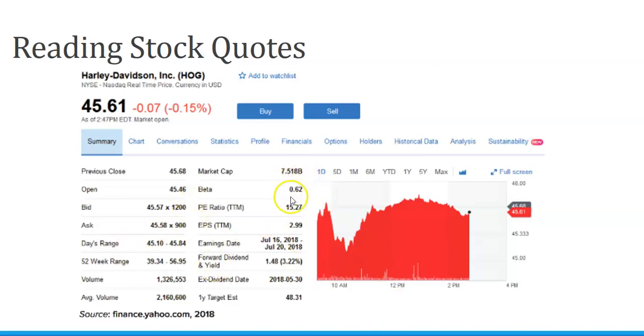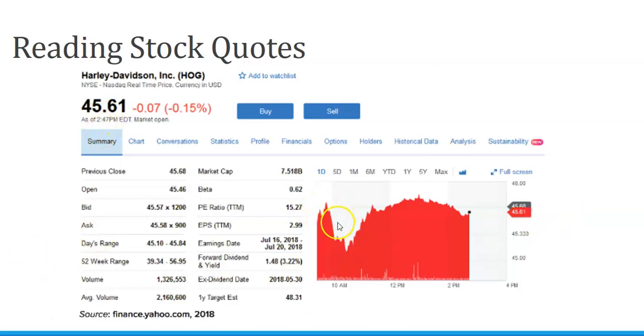Beta is an important number that we're going to get into more in a future chapter. The PE ratio, the earnings per share. We have the ex-dividend date, their forward dividend, and their yield. And this is information that we could use in the calculations to estimate our future prices. So these are all of the different things that we can tell from a stock quote.